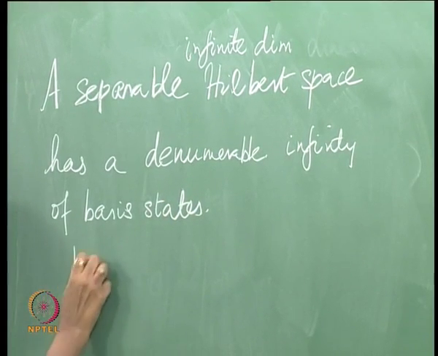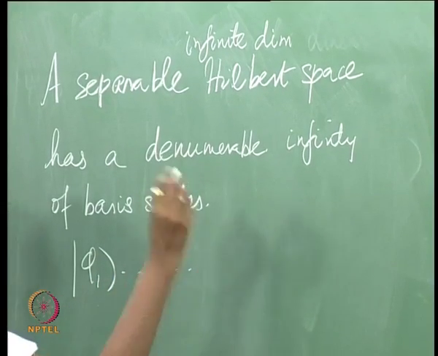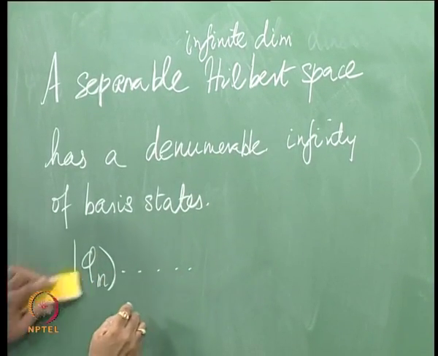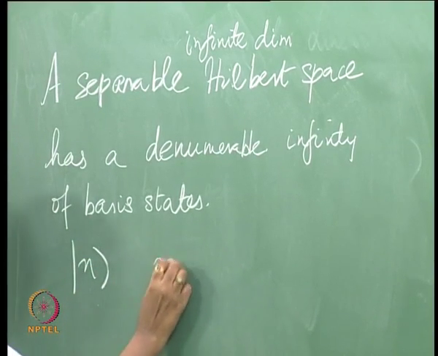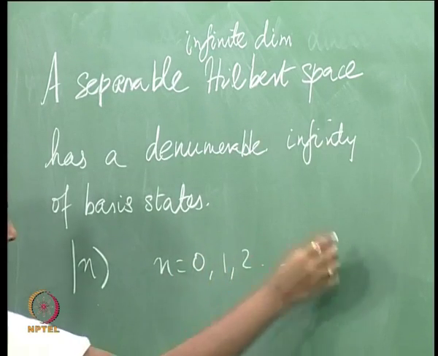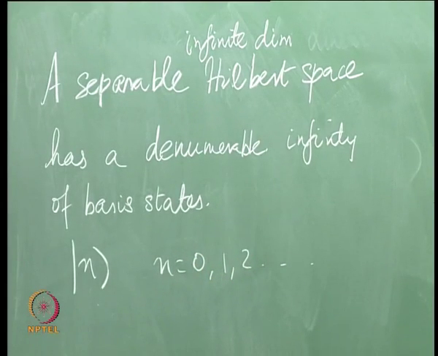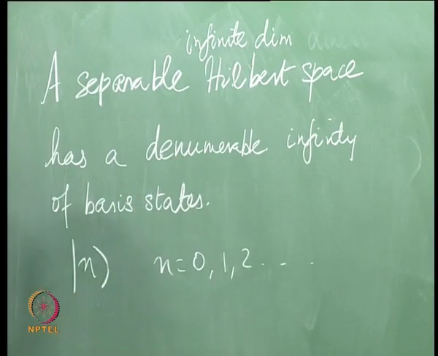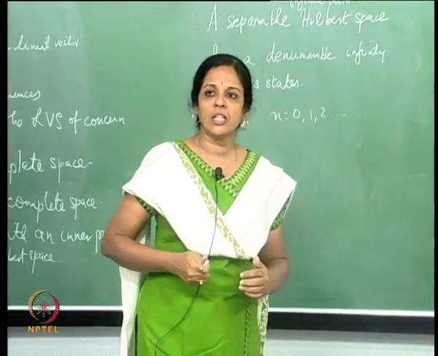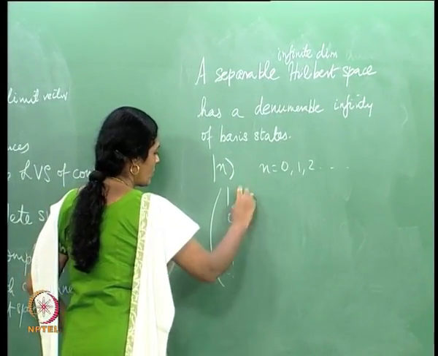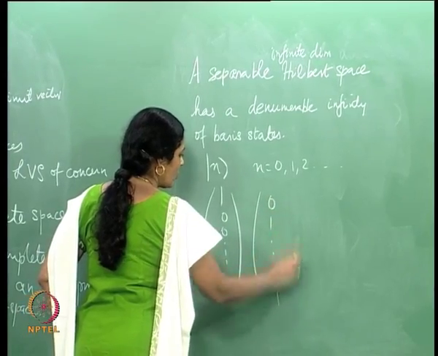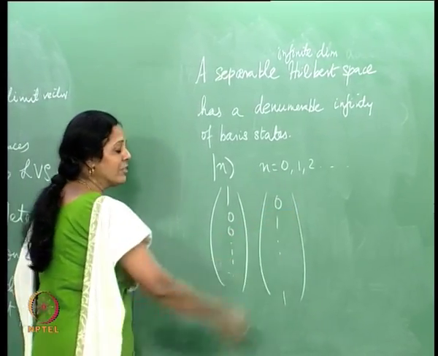If you wish, I can call them phi 1 all the way, and therefore I could call them just by a label n, where n takes values 0, 1, 2, all the way to infinity. Once I am given a denumerable infinity of basis states, it is possible to write them in column vector representation, and I could refer to them as 1, 0, 0, 0, and 0, 1, 0, 0, all the way to infinity. These are infinite columns.